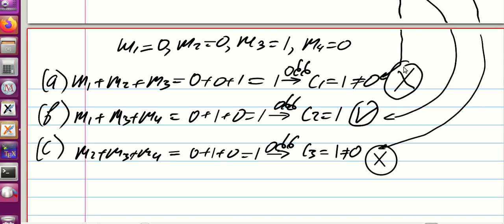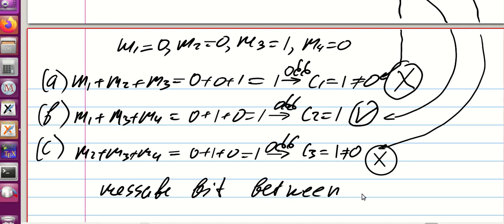That means that we have to change the message bit between, so circle 1 is off and circle 3 is off, between A and C, right? Between A and C.